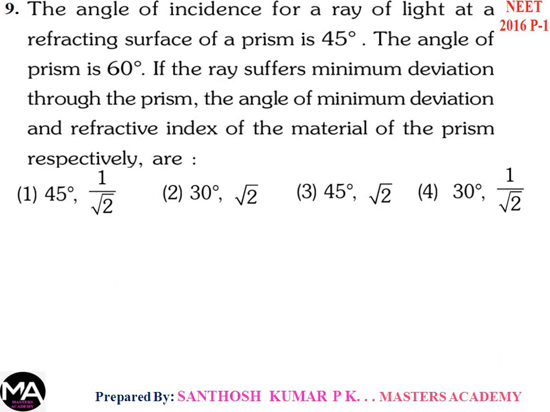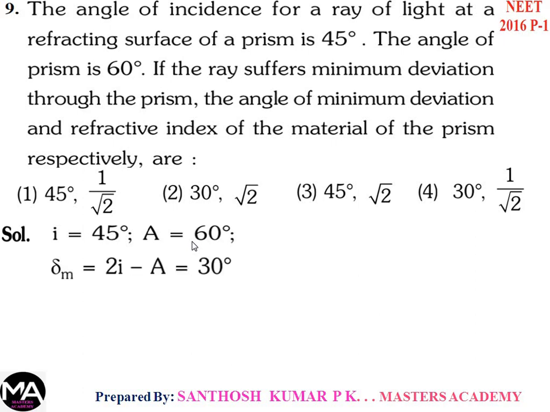Next problem. The angle of incidence for a ray of light at a refracting surface of a prism is 45 degree. The angle of prism is 60 degree. If the ray suffers minimum deviation through the prism, the angle of minimum deviation and refractive index of the material of the prism respectively are. So here you have to obtain both the angle of minimum deviation as well as the refractive index. Now they are given the angle of incidence is 45 degree and the angle of prism is 60 degree.